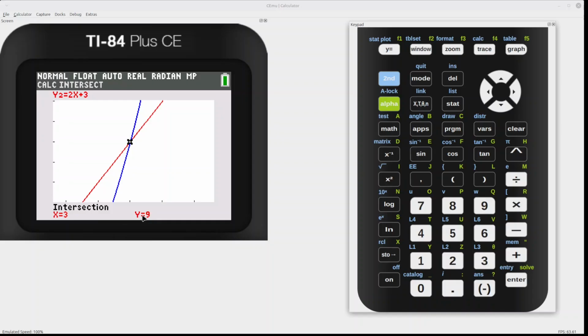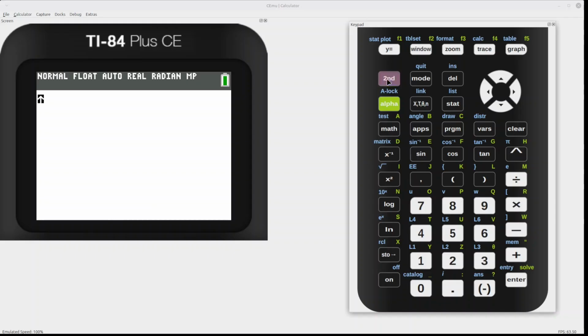Okay, this is very applicable to solving systems of equations. We have two or more equations, you can solve for the intersects. In physics, you can do projectile motion. So this is a very useful function, intersect.